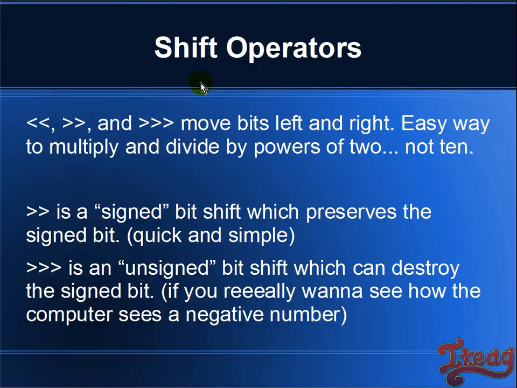All right, next up, shift operators. Yes, the good old left shift, right shift, and unsigned right shift. Move bits left and right. And this boils down to some of the binary, bitwise stuff that we'll be playing with. It's an easy shorthand way to multiply and divide by powers of 2. But not 10, because this is binary, not decimal, which is what we tend to read in.